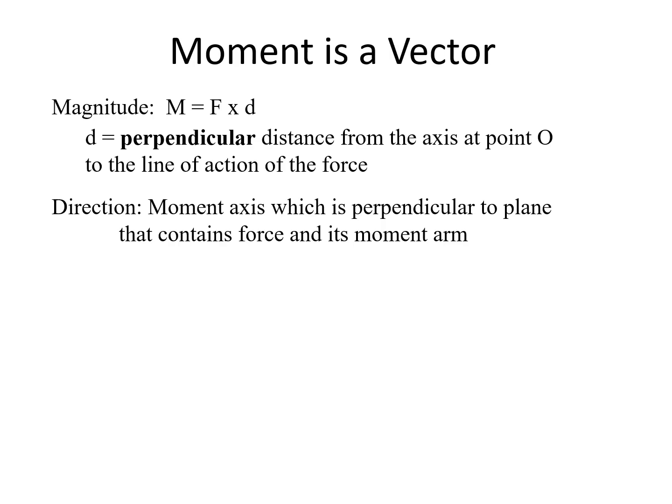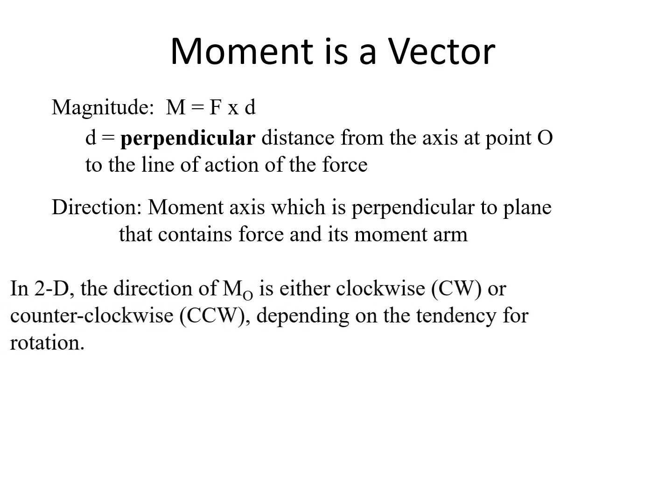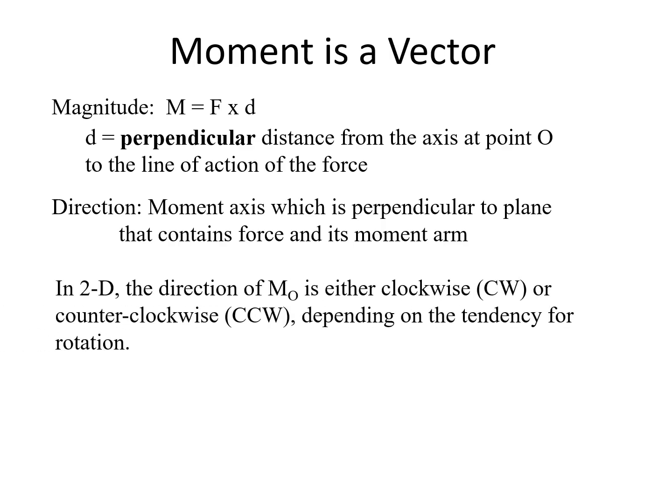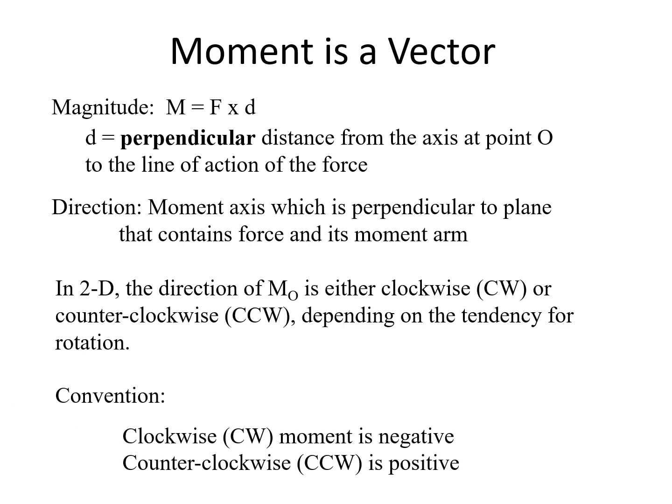And the moment axis is actually going to be perpendicular to the plane that contains both the force and its moment arm. In 2D, the direction of a moment is either going to be clockwise or counterclockwise, depending on the tendency for rotation. And our convention is that if the rotation is clockwise, then the moment is negative, and any counterclockwise rotation is going to be positive.